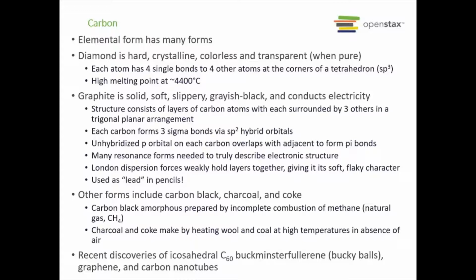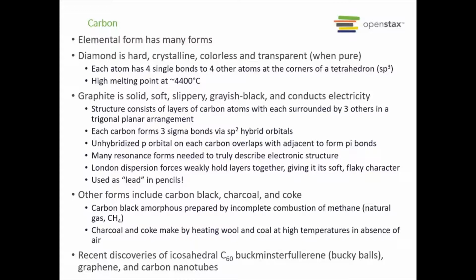and it conducts electricity. Its structure has layers of carbon atoms, and each carbon is surrounded by 3 others in a trigonal planar arrangement. Each carbon forms 3 sigma bonds using sp2 hybrid orbitals. And then it has the unhybridized p orbital on each carbon, overlapping with the neighboring carbon's p orbital, giving us pi bonds. There's a bunch of resonance forms that have to occur to really describe the electronic structure of graphite. We're not really going to get into it, but just so you're aware.